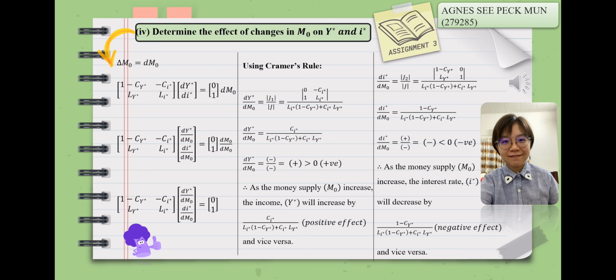As for the final answer, we will be able to get the determinant J2, which is 1 minus Cy star over determinant J. We know that 1 minus Cy star is positive from the restriction. So positive over negative, we will get negative, which is less than 0. Hence, we can comment that as the money supply m null increases, the interest rate i star will decrease by 1 minus Cy star over Li star in parentheses 1 minus Cy star plus Ci star Ly star, which is a negative effect, and vice versa.